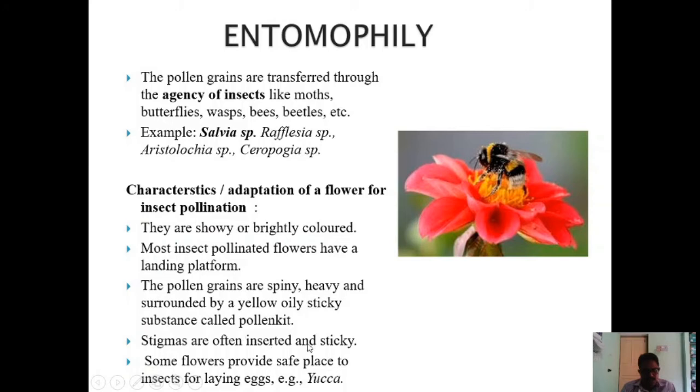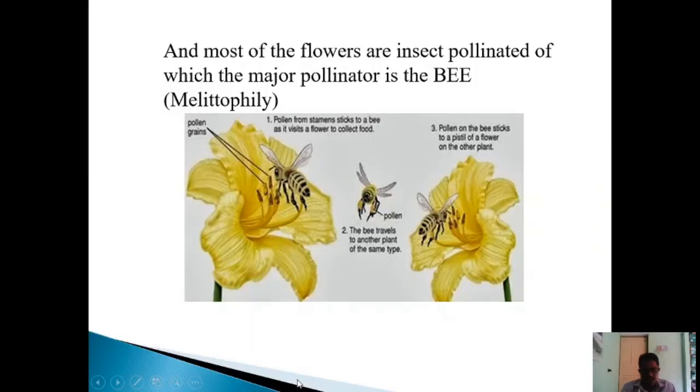Stigmas are often inserted and sticky. Some flowers provide a safe place to the insects for laying eggs. Example, yucca. Now see this. There are certain special flowers which are supporting specific types of insects. Now one example is the yucca flower, which supports yucca moths.